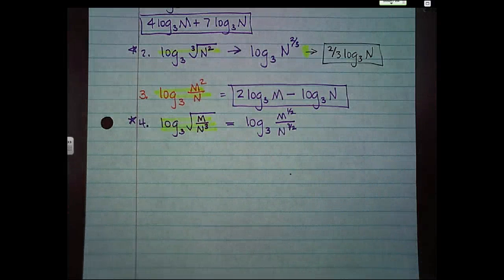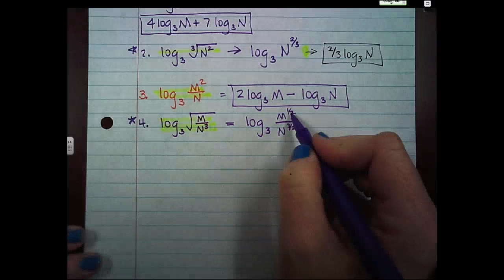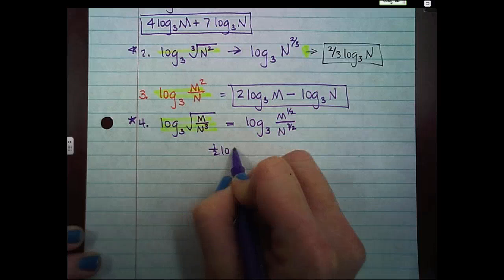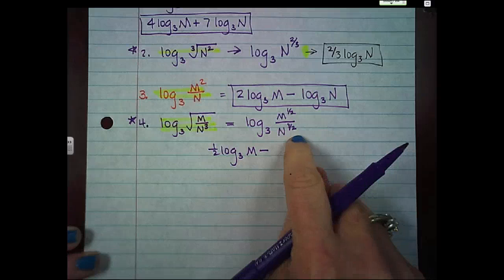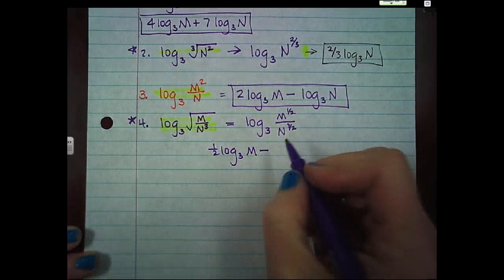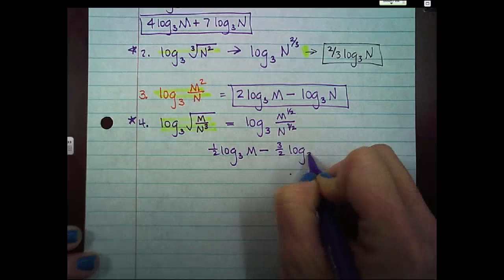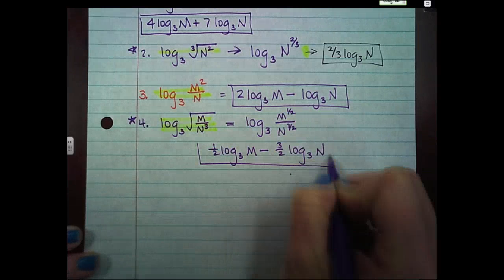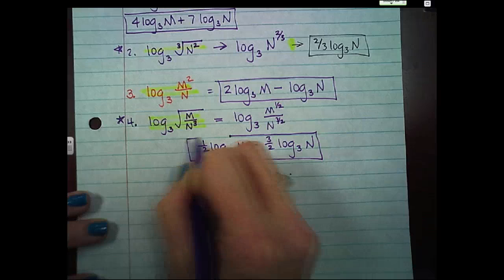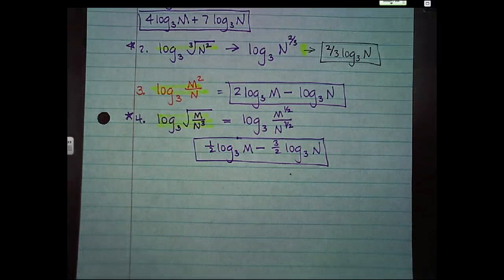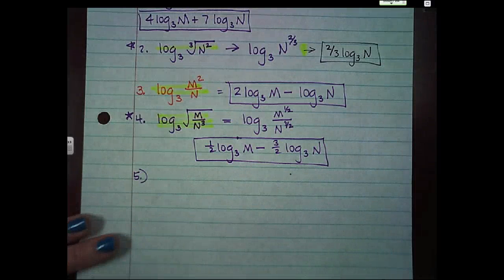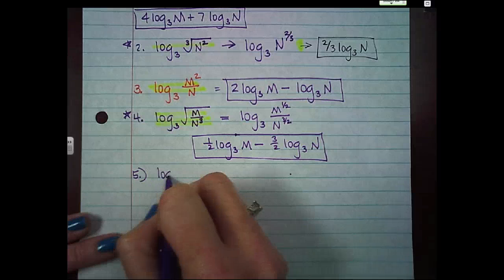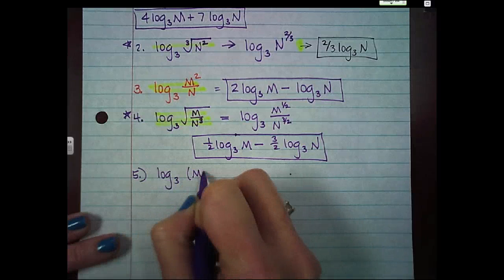Now you can rewrite it. Okay, it's division. So in front of the first one is going to be 1/2 log base 3 m minus, and with the n, the exponent of the n is 3/2. So you're going to write 3/2 log base 3 n, which would complete your answer. Number 5. Number 5 is log base 3 of m n squared.